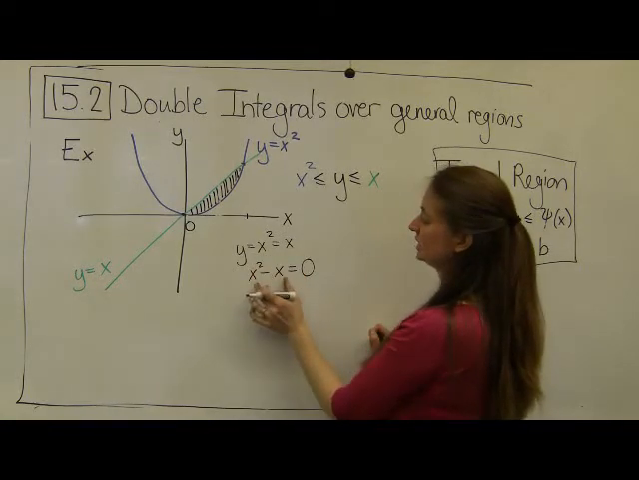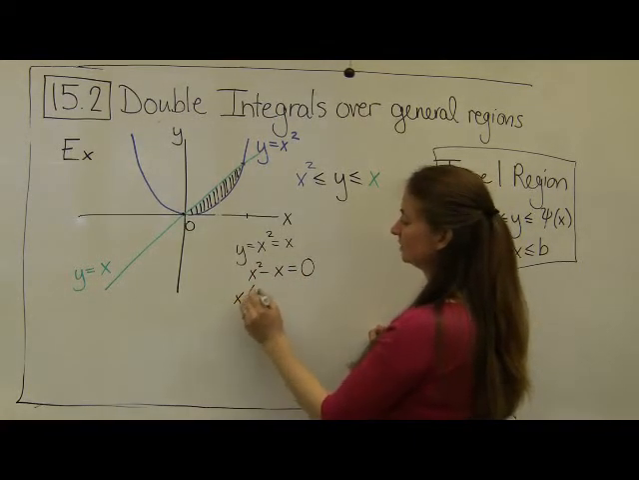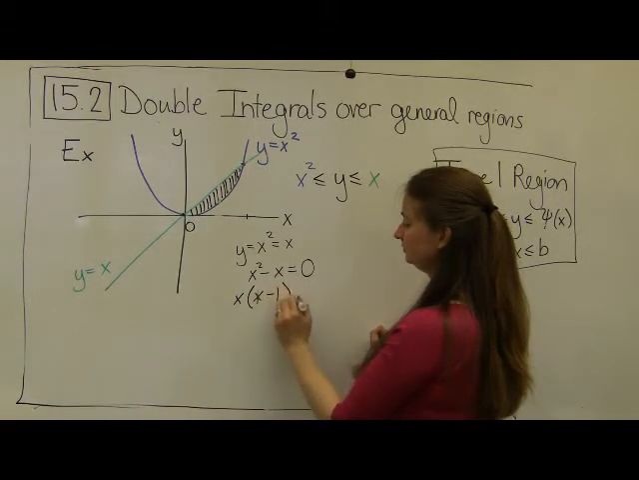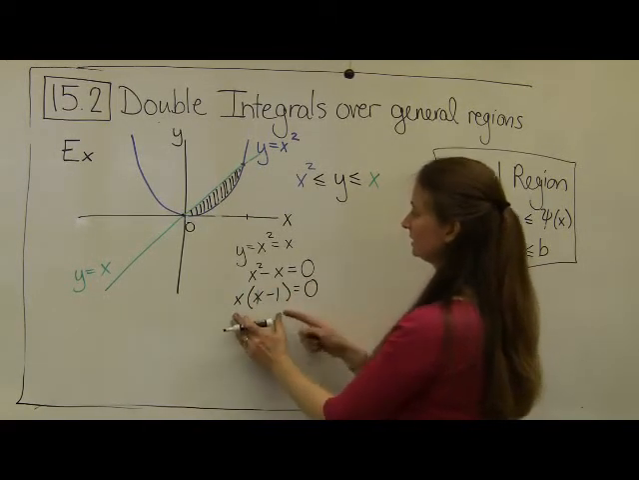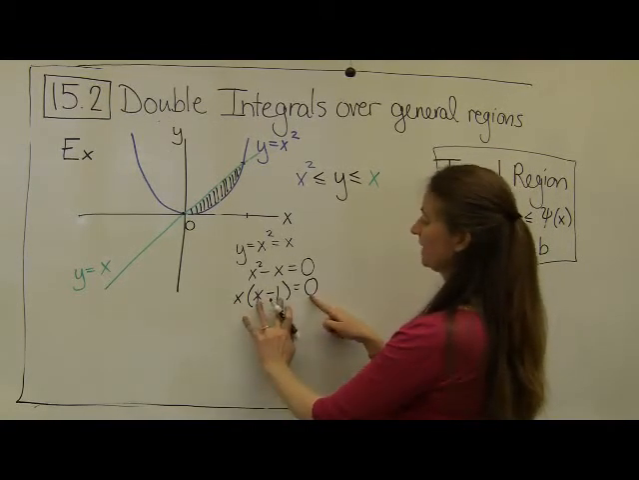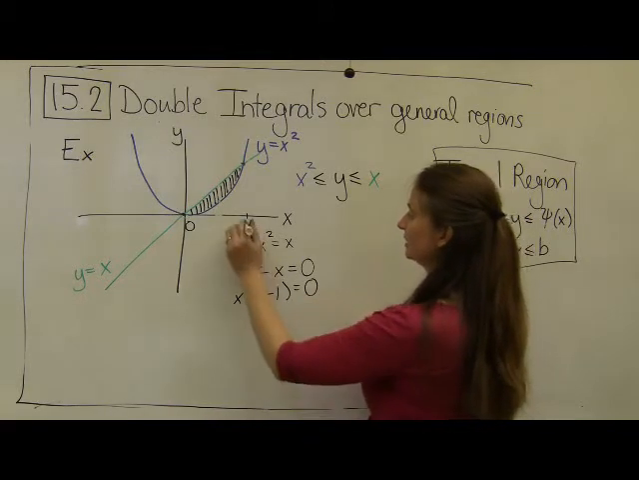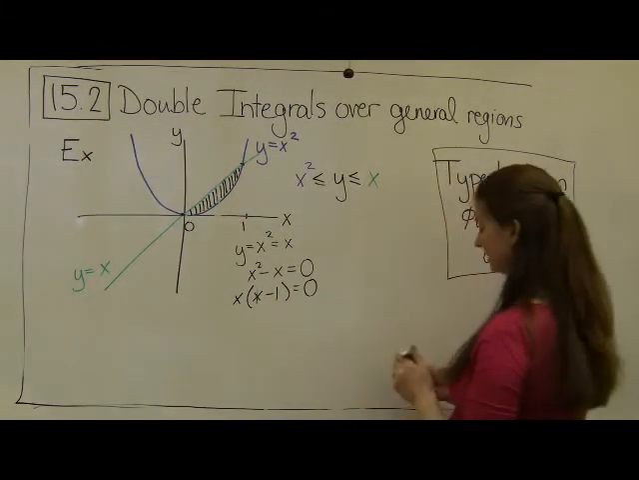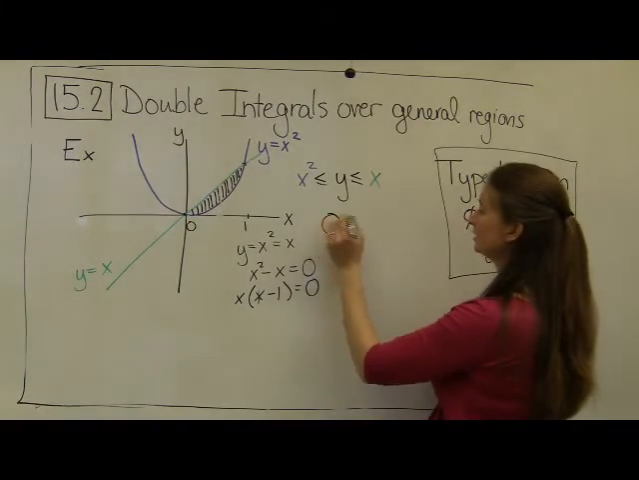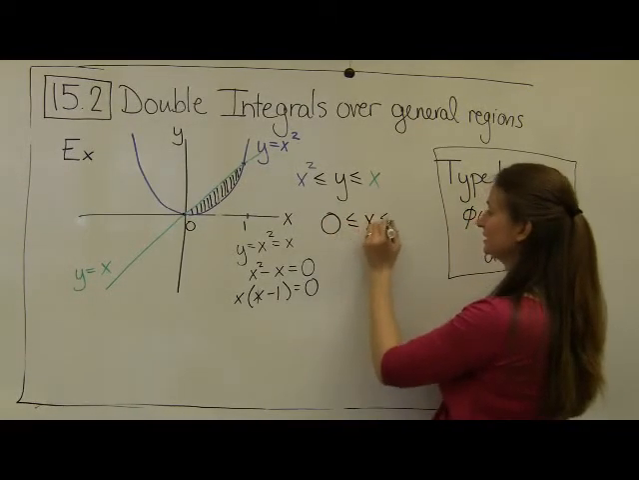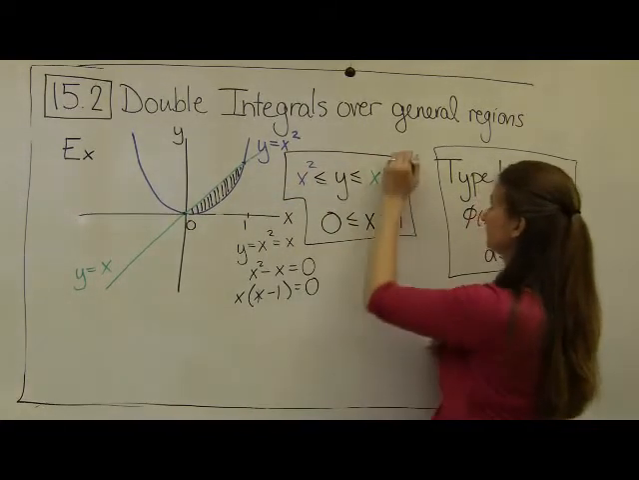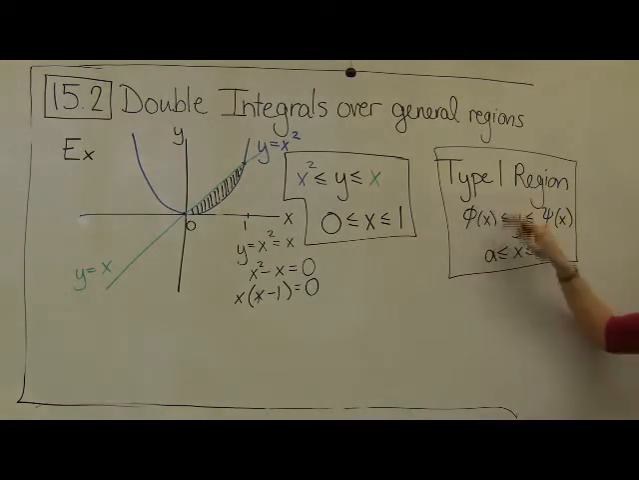I'm setting these equations equal to one another. And that happens when 0, oops, I factor this. These intersections take place when x is equal to 0 or when x minus 1 is equal to 0, which is at a value of 1. So I just found out that my bounds on my x value are going to be 0 is less than or equal to x is less than or equal to 1. This is another example of a type 1 region.